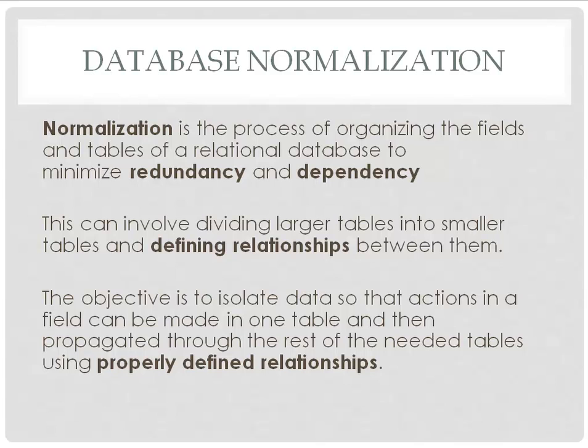And this can involve dividing larger tables into smaller tables and defining relationships between them, which I'll give you an example of in a few seconds. The objective of normalization is to isolate data so that actions in a field can be made in one table and then propagated through the rest of the needed tables using properly defined relationships.